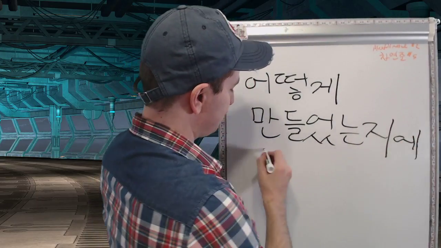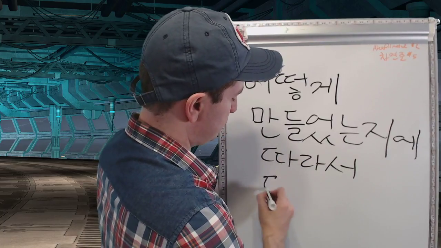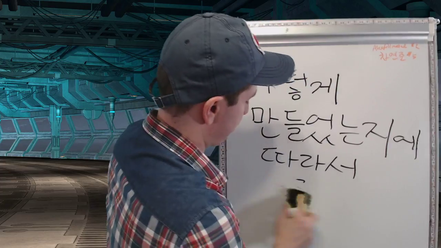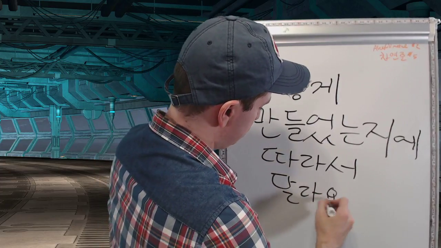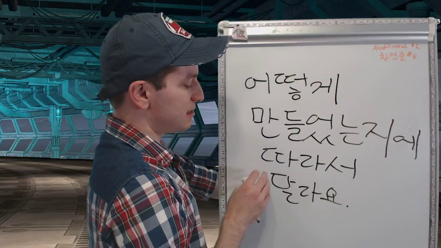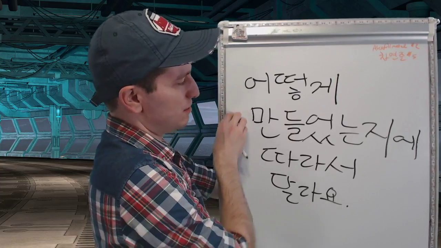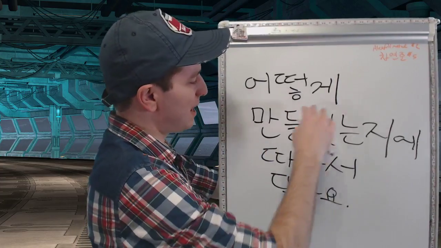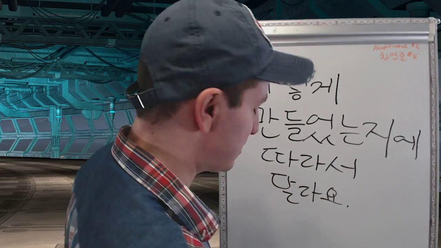에 따라 or 따라서 달라요. 어떻게 만들었는지에 따라서 달라요. It depends. It is different depending on how you made it or how someone made it. 어떻게 만들었는지에 따라서 달라요. Depends on how you made it.